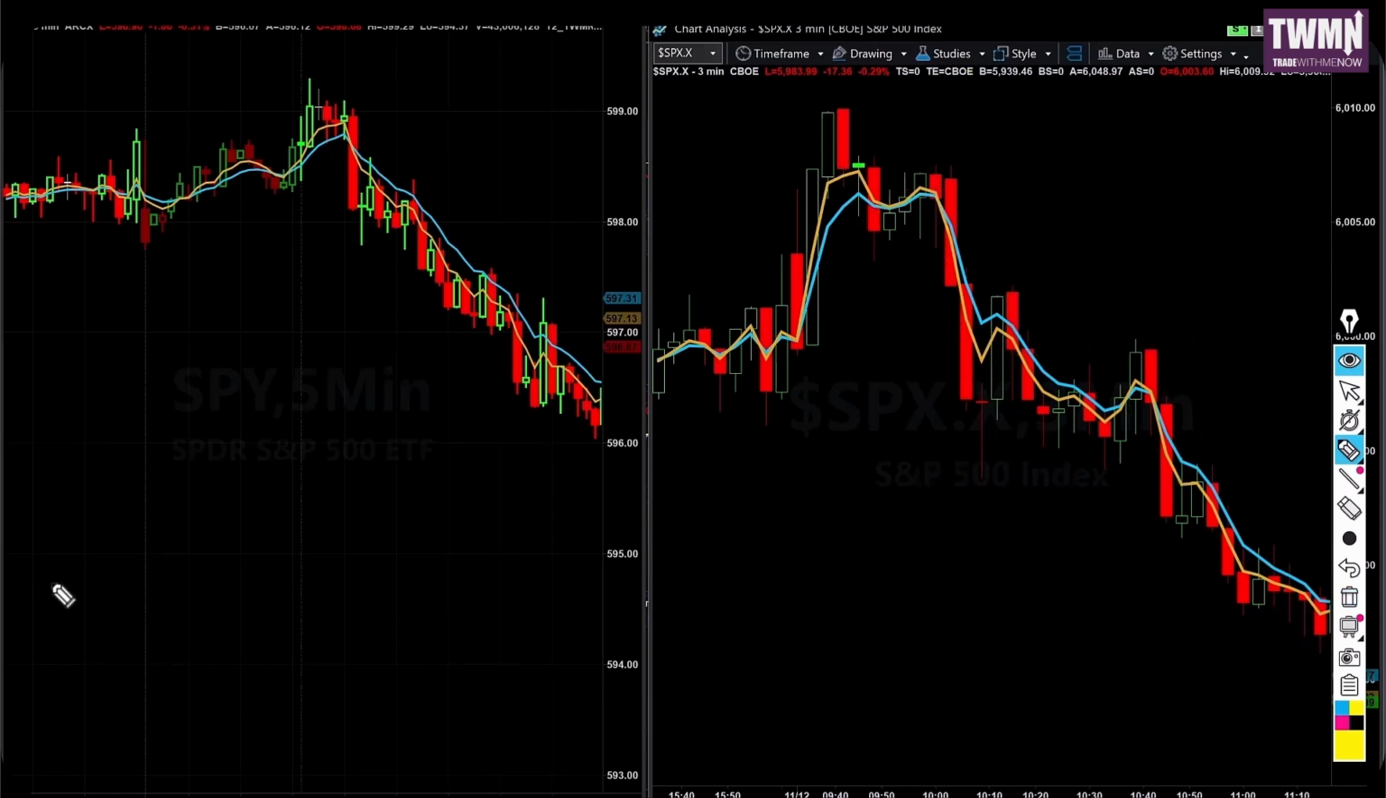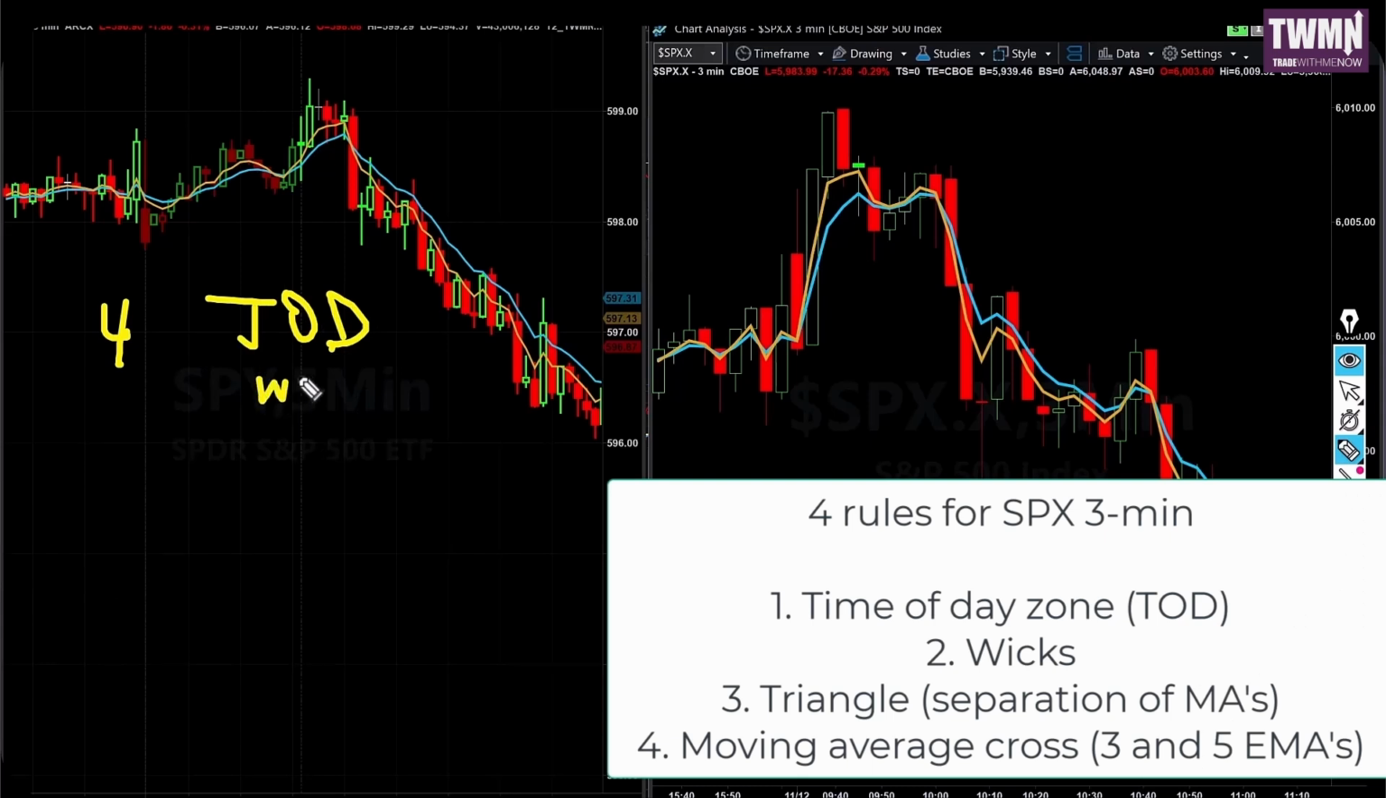So I'm going to go over it real fast, 4, 3, 2, 1 again. So here, 4 is time of day zones. That's 1. Wicks, that's 2. Triangles, that's 3. This is on the trading chart. This is on SPX. Okay. And then 4 is the moving average cross. Great. I want to confirm on SPY.